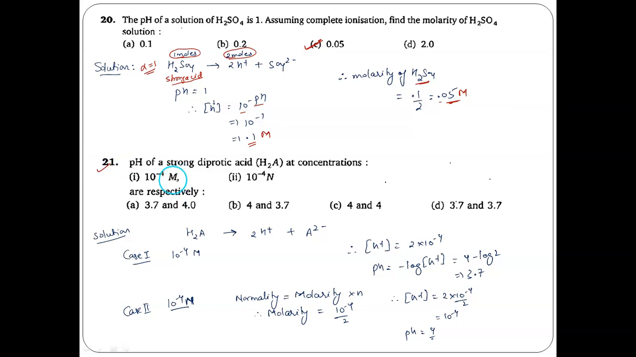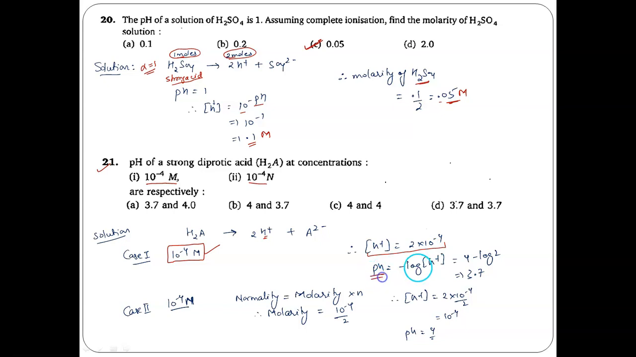Next, question number 21. It says the pH of a strong diprotic acid H2A at concentration 10 raised to power minus 4 molar and second at concentration 10 raised to power minus 4 normal. In the first case, the concentration is given in molarity, so there is no need to change. So it is 10 raised to power minus 4 molar. It is also said it's a strong diprotic acid, which means dissociation again is 100%. So the concentration of H plus will be twice the H2A concentration. So H plus concentration is 2 into 10 raised to power minus 4.